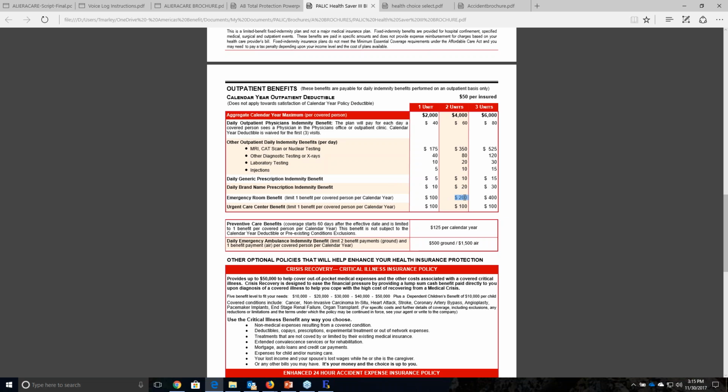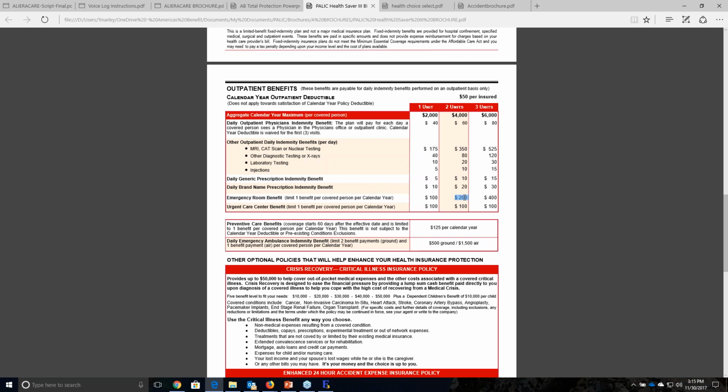Now, most people go to the emergency room for one of two reasons. You're either having a heart attack or a stroke, or you just fell off your roof putting up Christmas lights. That's why we always add our accident plan. 82% of all claims are accident related. Our plan will pay up to $4,000 per incident. And it doesn't matter if it's an accident or an injury. That is extremely unique. Most accident plans only cover accidents.